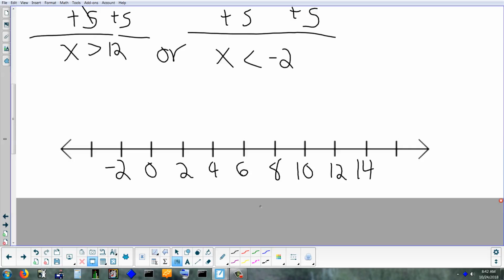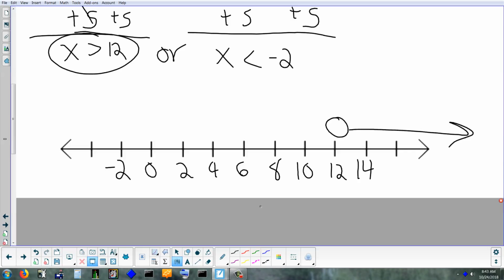Someone help me out. Graph this first one. How about Laurel graphing this? What do I do? Just like we did last week. What number am I going to graph? 12. What am I going to put at 12? Open circle. What way is my arrow going to go? Right or left? Oh, right. Yeah, so do it like this. All right, open circle at 12.